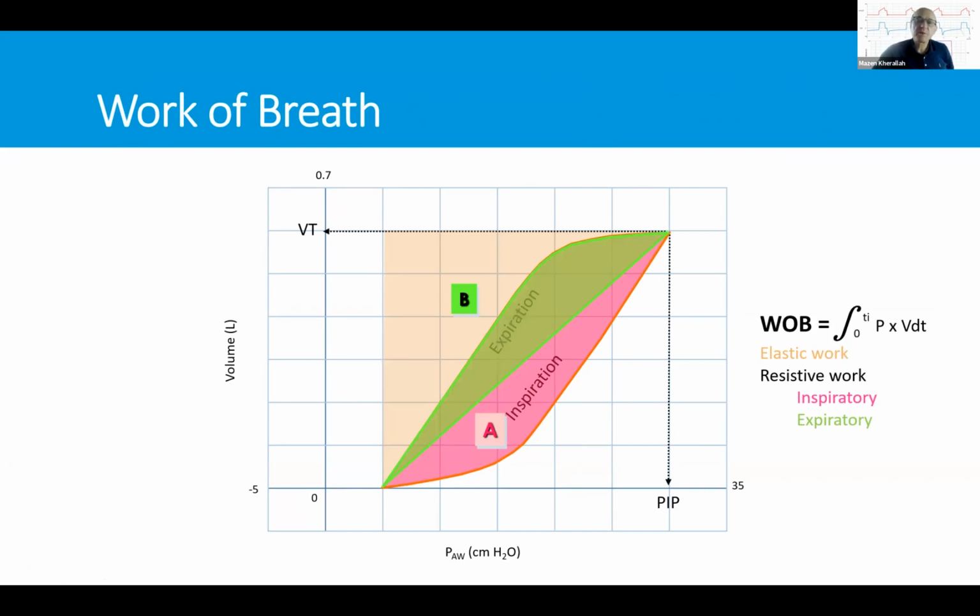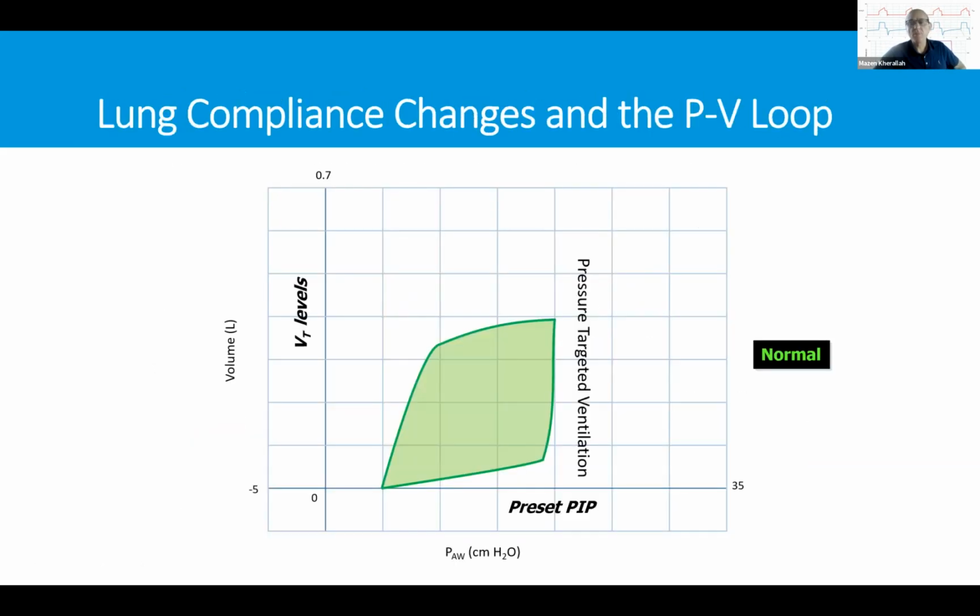You can also determine the work of breathing that the patient needs to do. The work of breathing is the volume multiplied by the pressure. By looking at this, you would know that this is the volume and this is the pressure. Just multiply it. This is how much work needs to be done if the patient is doing most of the work. The colors will indicate how much the patient needs to do for elastic work, which is the lungs and the chest wall, versus resistive work, which is the airways.